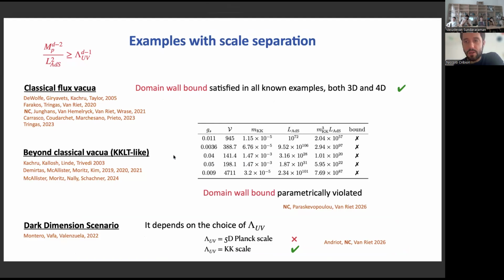Let's say you are agnostic about the derivation, as you said. You just take the bound from the literature on black hole entropy bounds, you test it, and it was satisfied for LVS. Yes, for LVS. Okay.